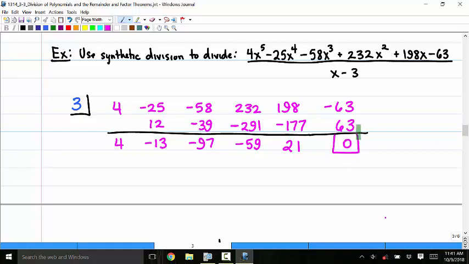The remainder is 0. How nice. This divides into this evenly. And what is the answer? Okay, this was an x to the 5th, so this is going to be an x to the 4th. So write them down: 4x to the 4th minus 13x cubed minus 97x squared minus 59x plus 21. There's no remainder.